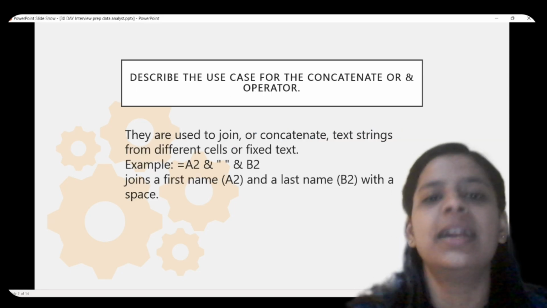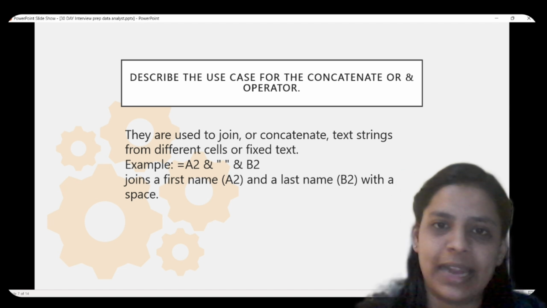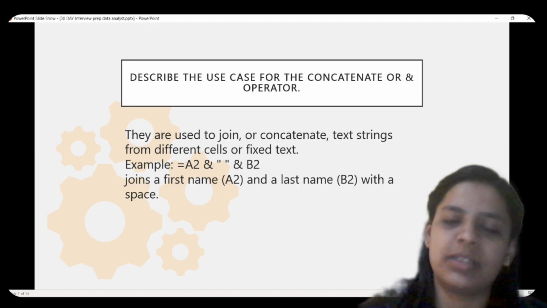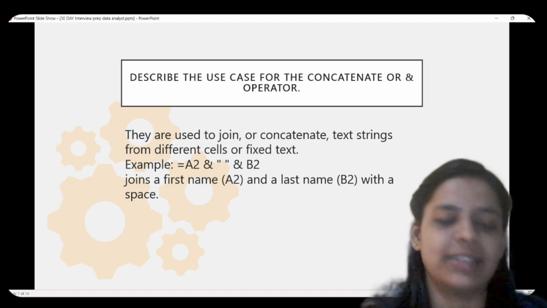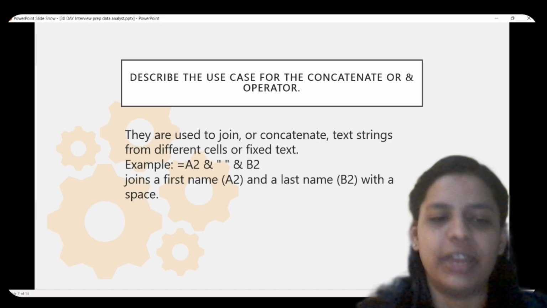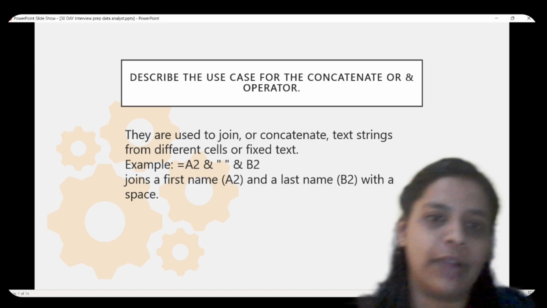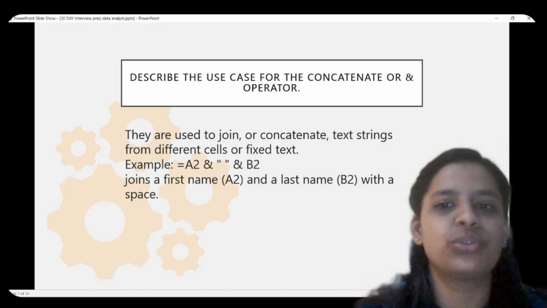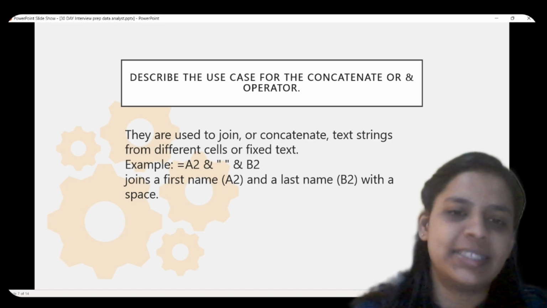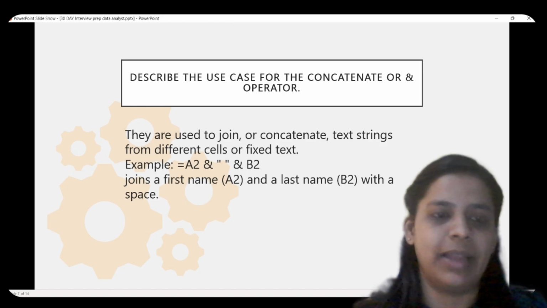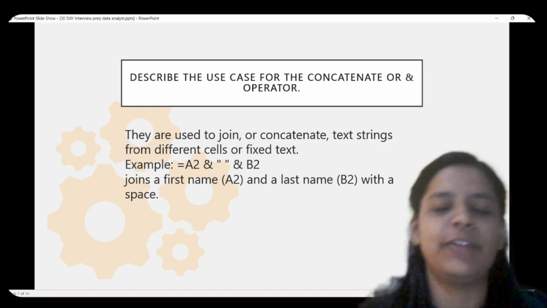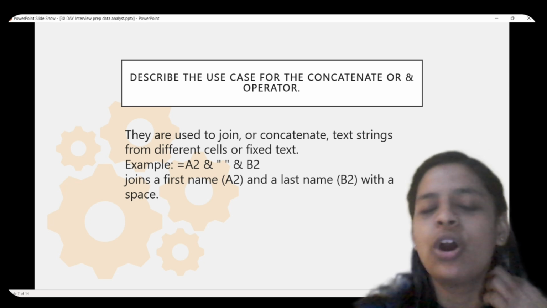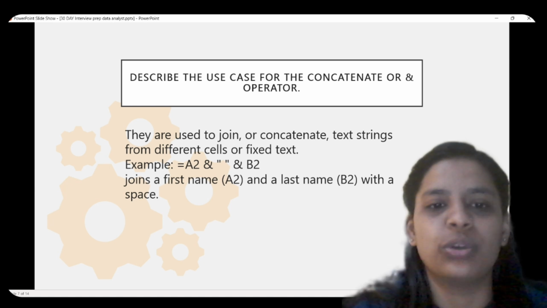Next is, describe the use case for the CONCATENATE function or the ampersand operator. Whether we are using Excel, SQL or Python, wherever we use CONCATENATE or the ampersand operator, they basically refer to the same thing: joining text strings that we already have. So if we have text strings in different cells and we want to join them together, we will use CONCATENATE or the ampersand operator. This is the example that I have given.